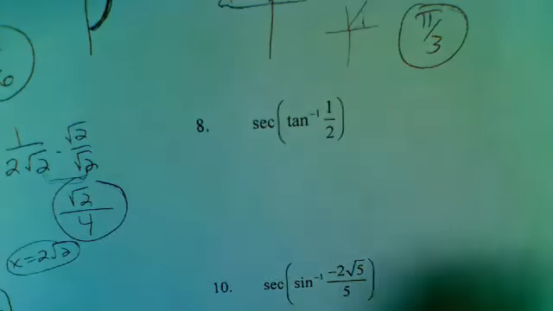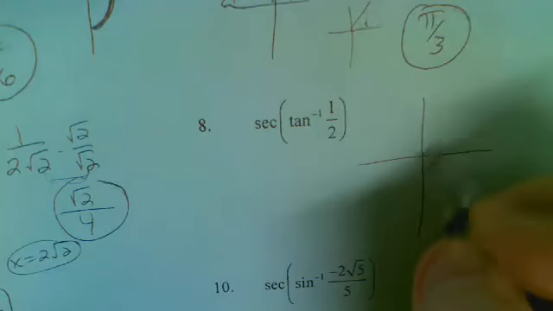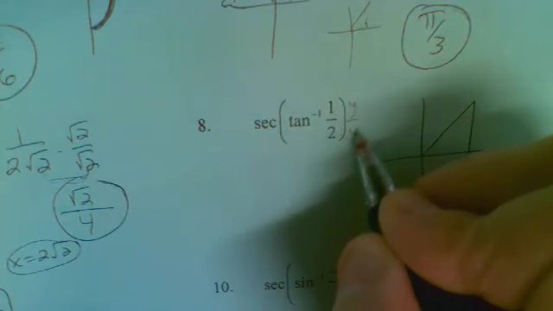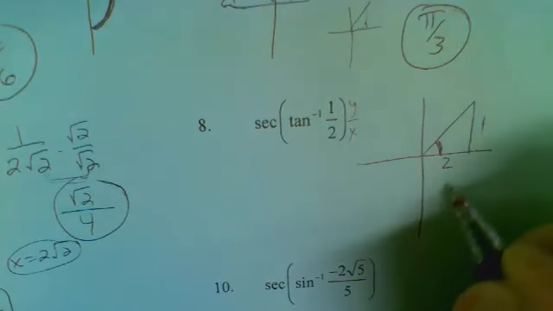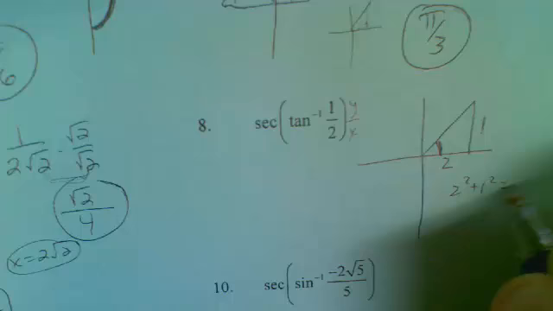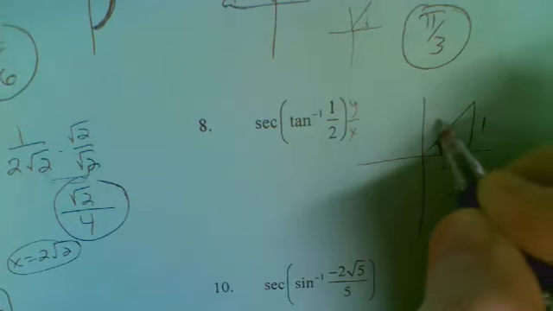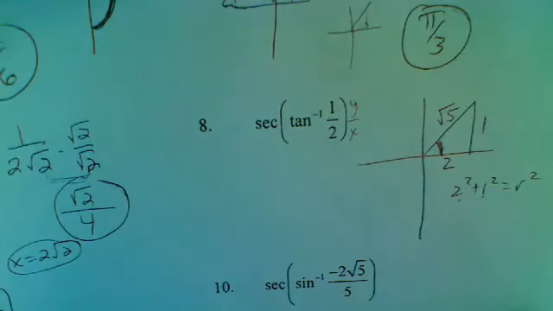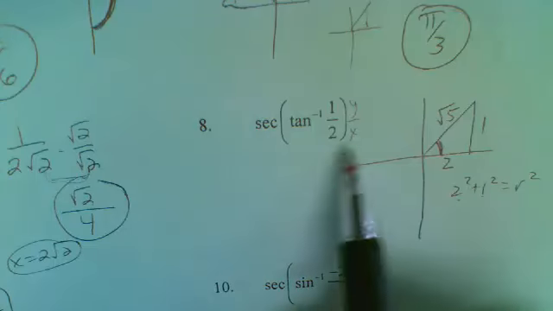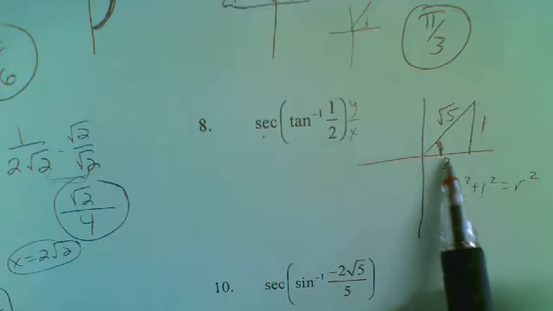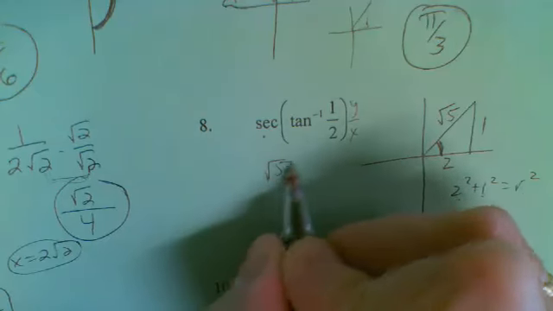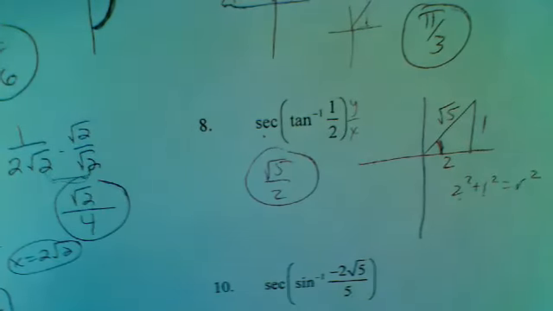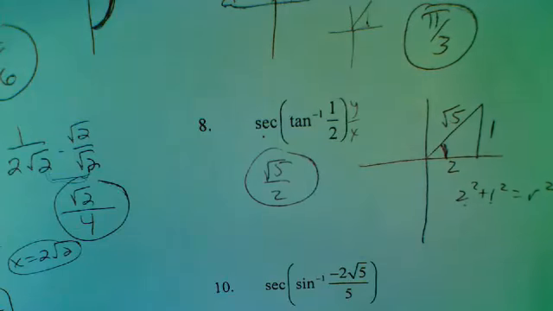Alright, inverse tan of 1/2. I don't believe I know that one. I'll draw the picture. This is y over x. Y is 1, x is 2. There's my angle. So if I take 2 squared plus 1 squared equals r squared, 4 plus 1 is 5, so it looks like it's radical 5. So I want to know what's the secant of that angle I just drew. Secant is the reciprocal of the cosine. So cosine is 2 over radical 5, so secant is radical 5 over 2. It's the reciprocal of the cosine, so it's r over x.